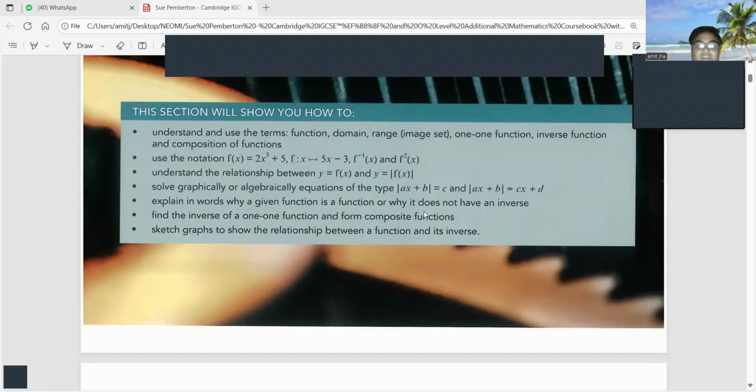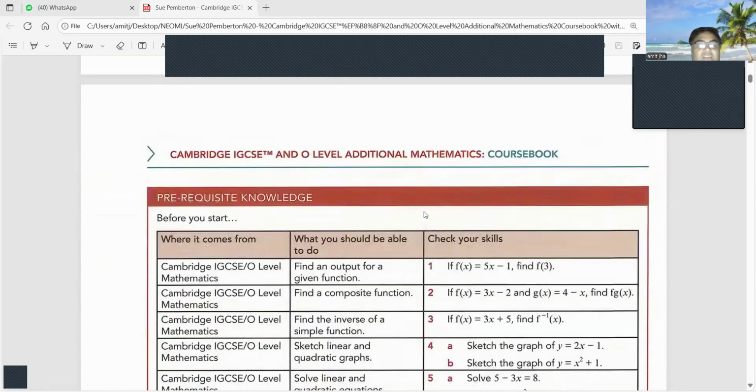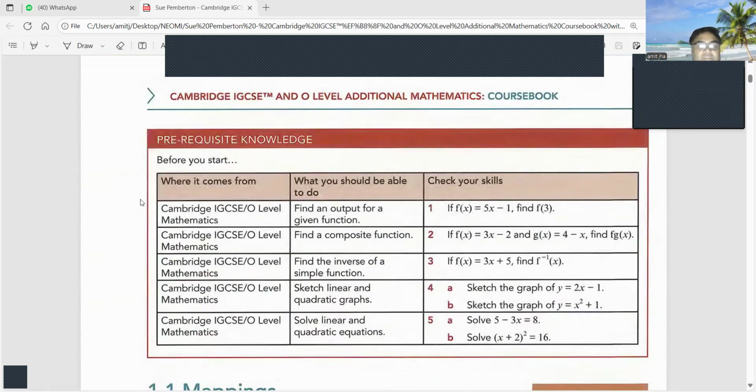Now, for understanding this chapter properly, some prerequisite knowledge is required: how to find a composite function, find the inverse of a function, sketch linear and quadratic functions, and solve linear and quadratic equations. If you know these skills, it's good. If you don't know, no problem. I will help you out. While explaining the concepts, whatever comes up, I will explain one by one.